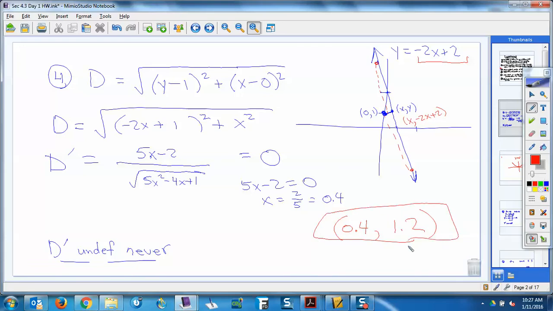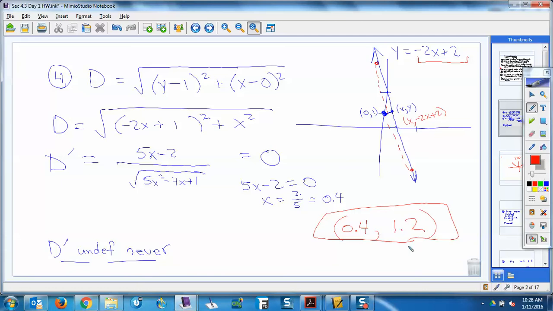So we can't forget that. But there needs to be some justification of why that's the minimum. So a sentence or two in this problem could do it, right? Because points out to the left and right on this line are going to get farther and farther away from the point 0, 1. So look at the picture. The point 0.4 that we just found is going to be the closest, okay?